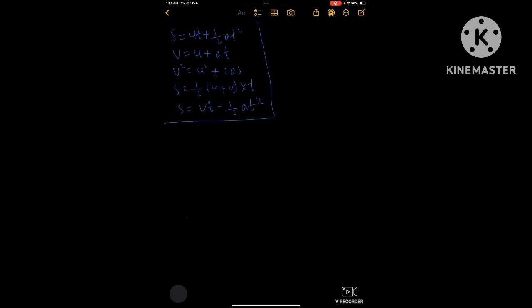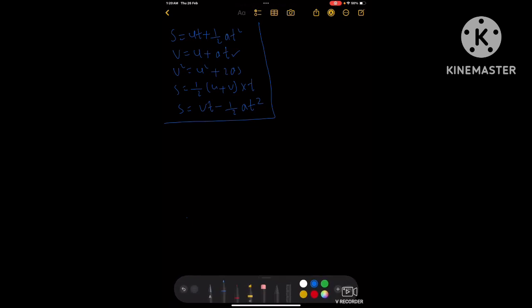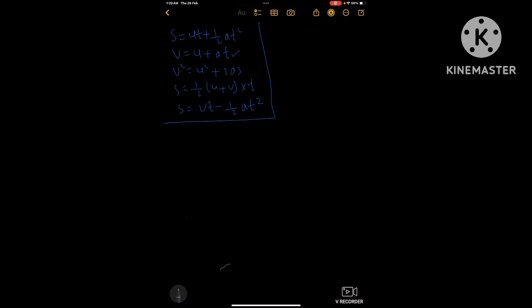So I assume that you all know these equations properly, and you have a great understanding of those equations. And today I'm going to derive these equations formally. If I derive the first equation first, let's use a different color for the derivation. Let's use green color for the derivation.